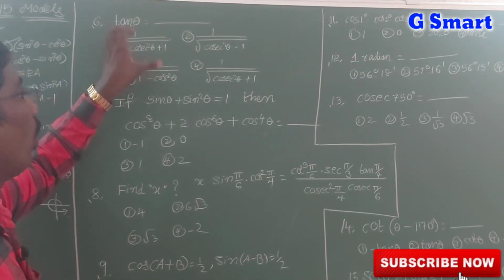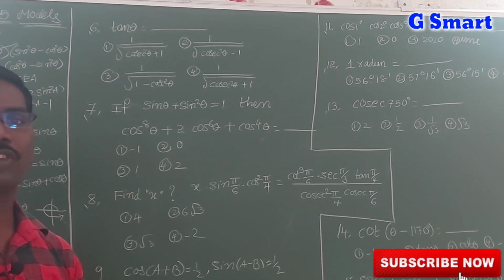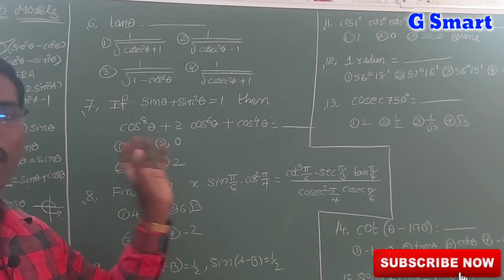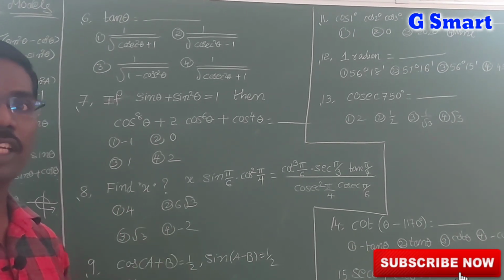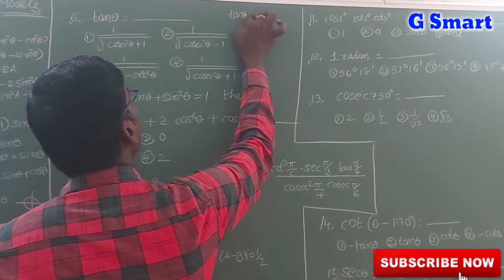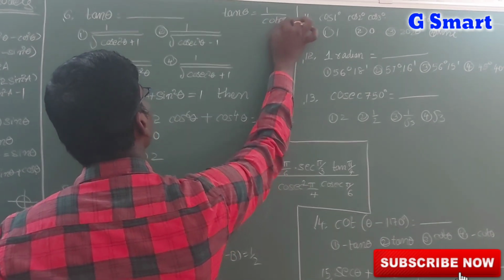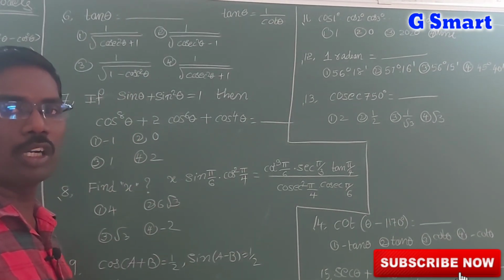Next, we want tan theta in terms of cosecant theta. I have already explained sin theta in terms of tan theta, and a similar one will be coming. So they have given tan theta in terms of cosecant theta. See here, it's very easy. Tan theta is equal to the reciprocal, that is 1 by cot theta. We know very well, isn't it? Tan theta is equal to 1 by cot theta, and cot is equal to 1 by tan theta.